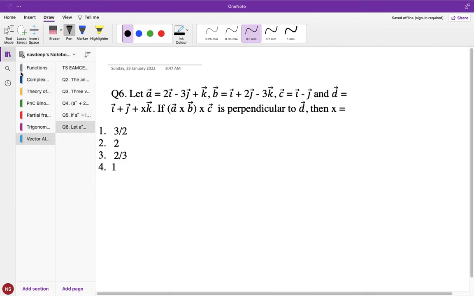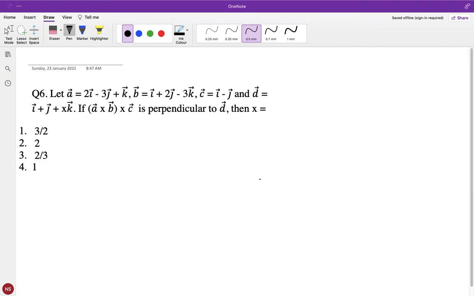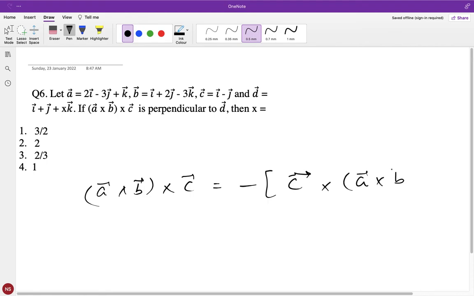Now let us move on to the last problem. Let a is equal to this, b is equal to this, c is equal to this, and d is equal to this, then a cross b cross c is perpendicular to d, then x is what? a, b, c are given and a cross b cross c is perpendicular to d. So first I want to find out the value of this vector. I can write it as c cross a cross b. Now this is a vector triple product, we know how to expand it, right?